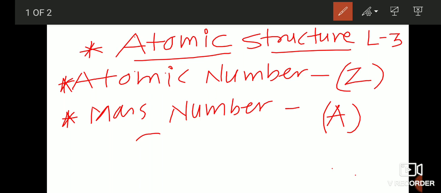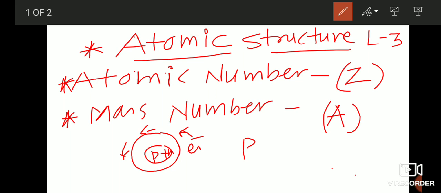So once again I'm going to draw a small diagram here, and this is the nucleus, and protons are there, neutrons are there, electrons are revolving around the atom. This theory you know now, correct? So the number of protons present in the nucleus of an atom, keep in your mind, the number of protons present in the nucleus of an atom of any element is called the atomic number.